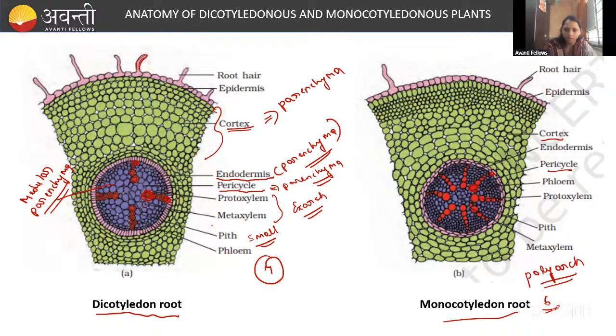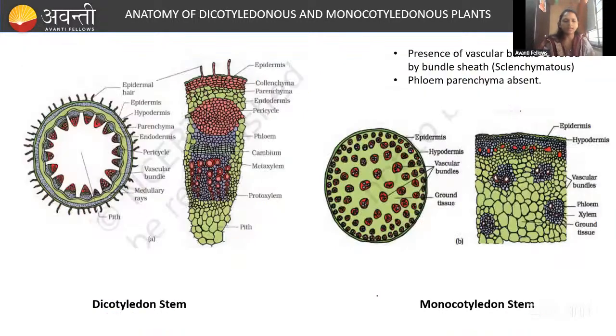Here you can see 1, 2, 3, 4, 5, 6, 7. More vascular bundles are there, the xylem bundles. And the arrangement here is radial type, no conjoint, radial type is there. Both are the same only, and the only difference is the polyarch condition in the monocotyledon.